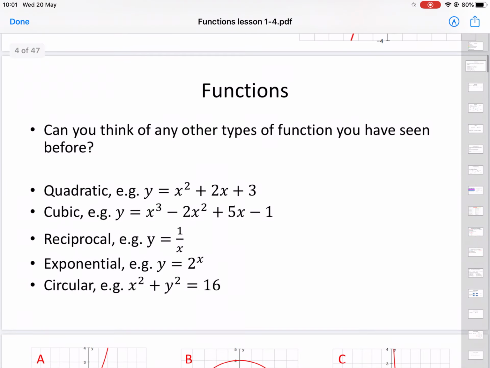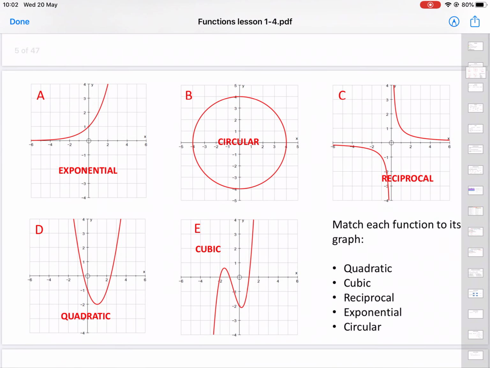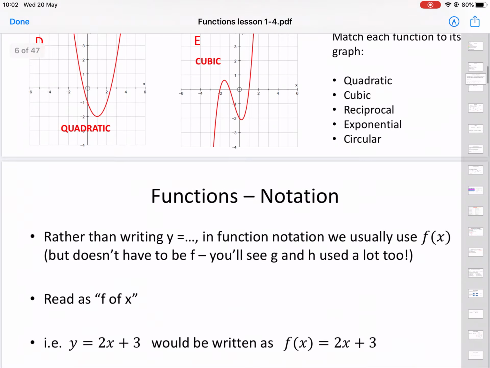Now, other types of functions we know about are quadratic ones, where you've got x squared plus a value of x plus 3. A cubic, where you've got an x cubed plus an x squared plus a x minus something or plus something. A reciprocal, where it's something over x. An exponential, where you've got something to the power of x. And you might remember this, you might not: a circular function, where you've got an x squared plus a y squared equals something. So they're all the functions that we might know about already, and they're the types of graphs that they link up with.